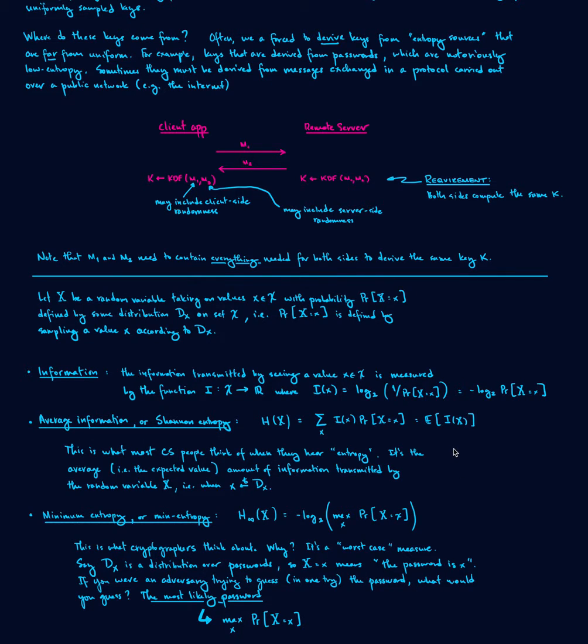If there's lots of passwords, but most of them are really unlikely to be used, we don't really care that on average it's hard to guess. We care about, if you know the distribution, how hard is it to guess the most likely one? So min entropy is the thing that we are most interested in, not the Shannon or average entropy.